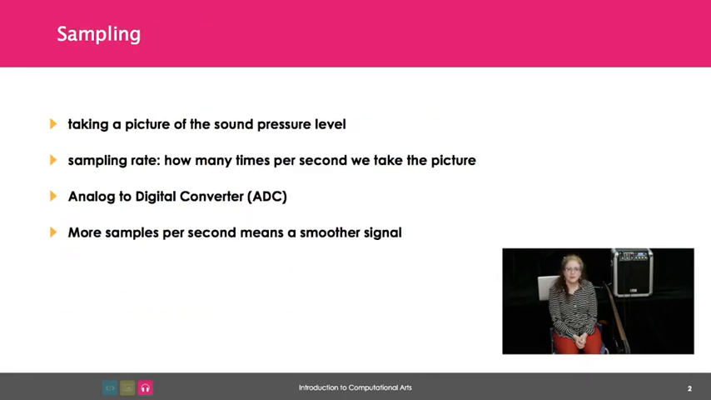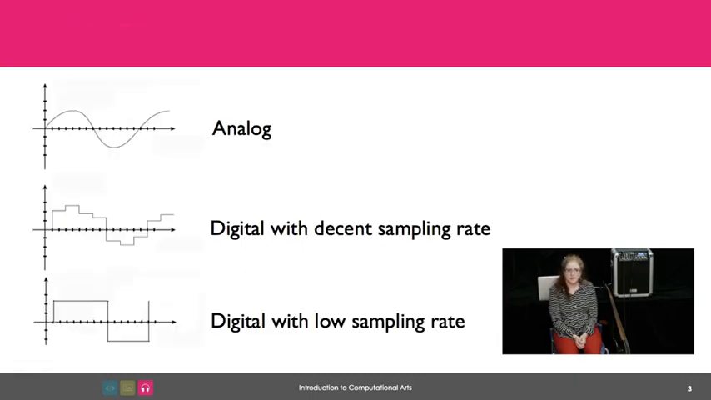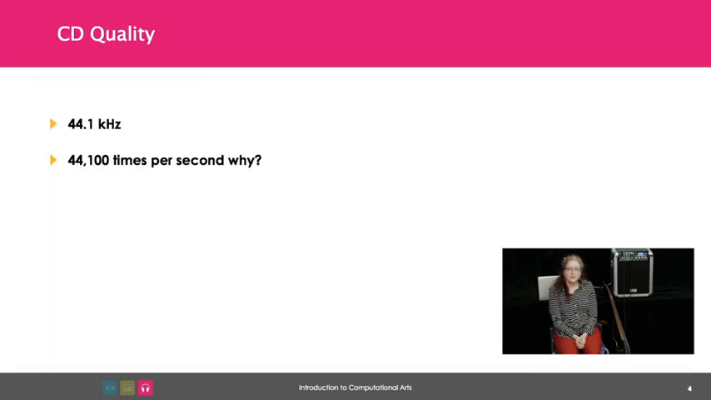In order to get sound into a computer, we sample the sound, or take a picture of the sound pressure level. The sampling rate is how many times per second we take a picture of the sound. And this is done with an analog to digital converter, an ADC. The more samples there are per second, the smoother the signal will look. The sampling rate for CD quality audio is 44.1 kilohertz.